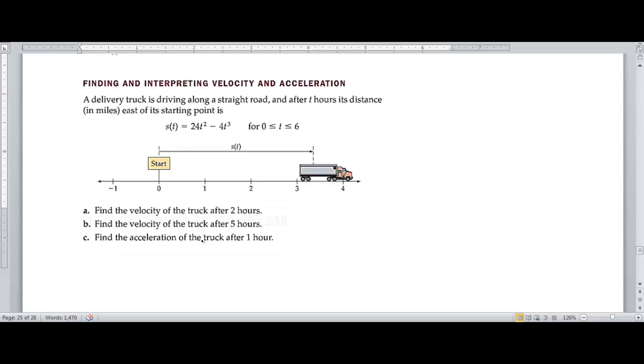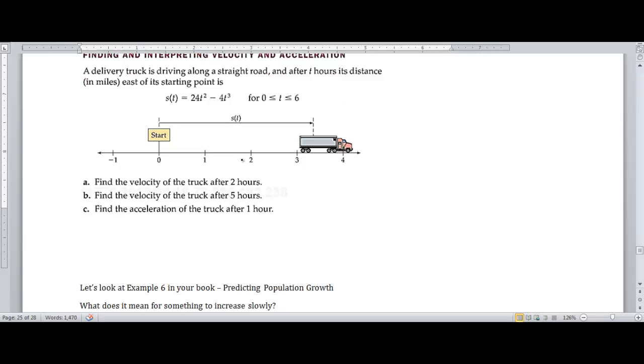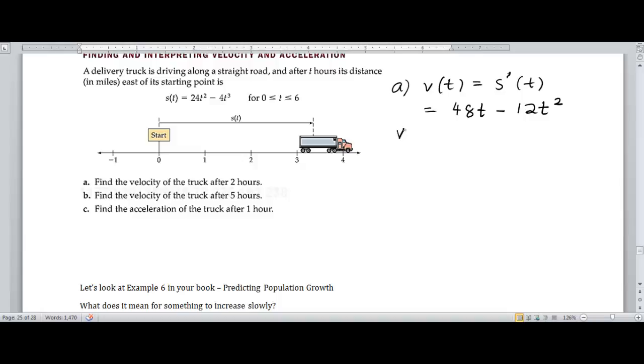We have a delivery truck driving along a straight road, and after t hours, its distance in miles east of its starting point is this function right here. They give us the distance function. We need to find the velocity function. So v of t is s prime of t, the derivative of the distance, which is 48t minus 12t squared. It says find the velocity of the truck after 2 hours. So we need to plug 2 into this function.